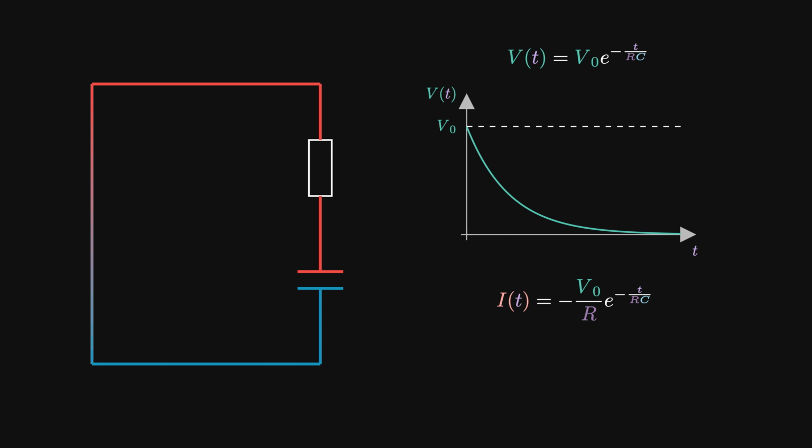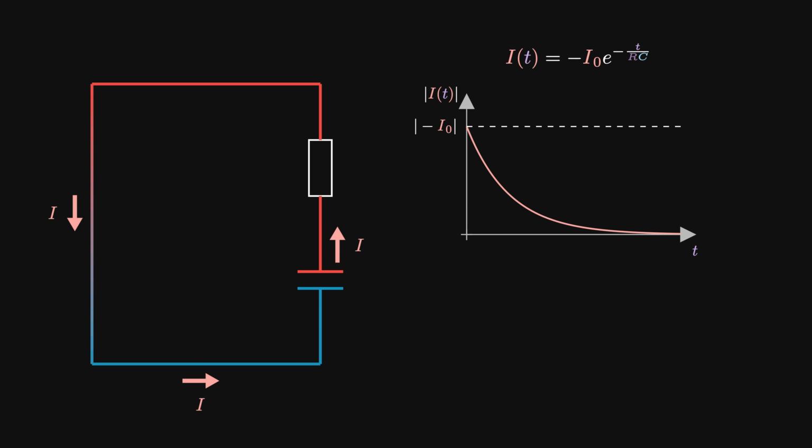These constants, as you might have guessed, can be simplified to minus I naught, which is the same initial current from the charging process. So in fact, our discharging current expression is identical to the charging expression, except the direction is reversed. This makes complete sense, as in both cases the current will be largest initially, then it will tail off. In my plot, we've ignored the sign and plotted the magnitude to keep things simple.